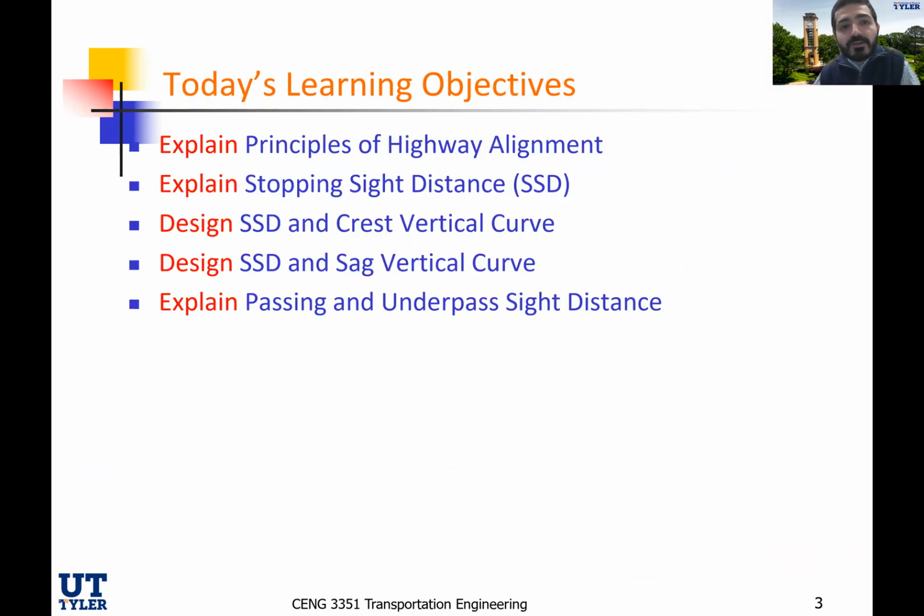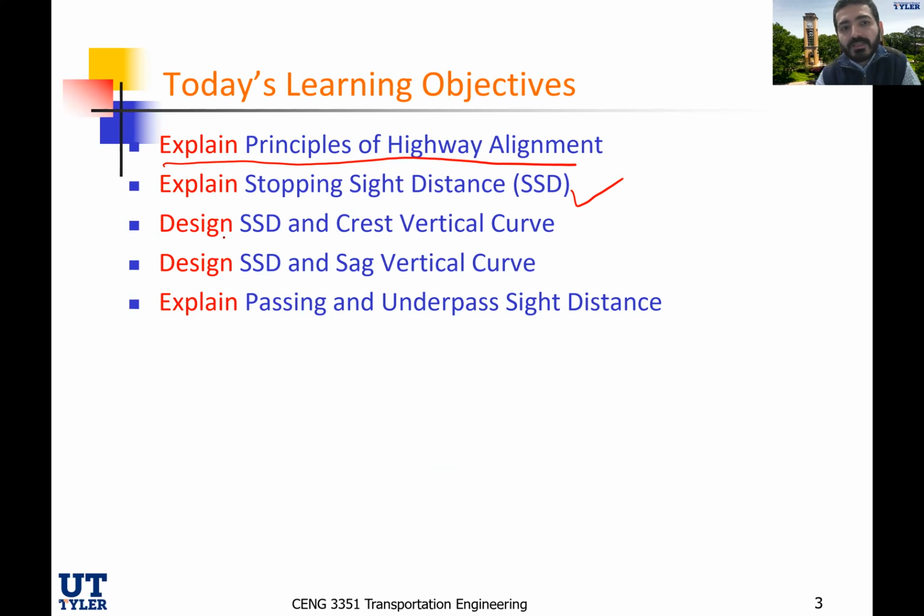So today's learning objective, we want to make sure that we can explain well the principles of highway alignments, and then explain the concept of stopping sight distance. We talked a little bit about it last chapter, but we're going to expand on this concept this chapter.